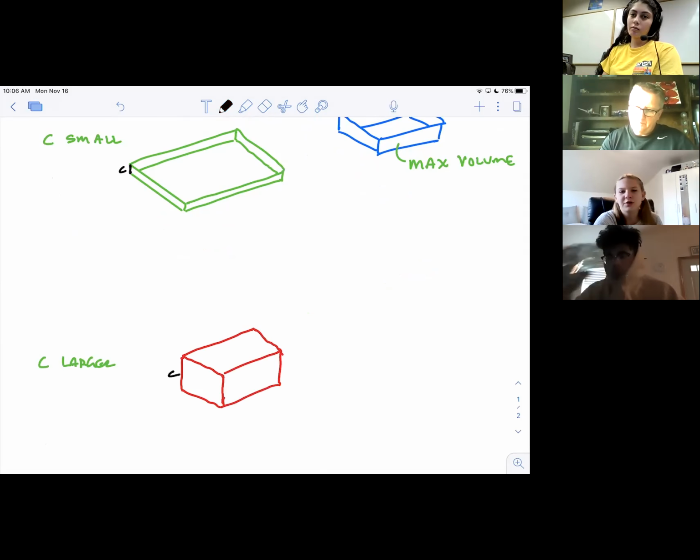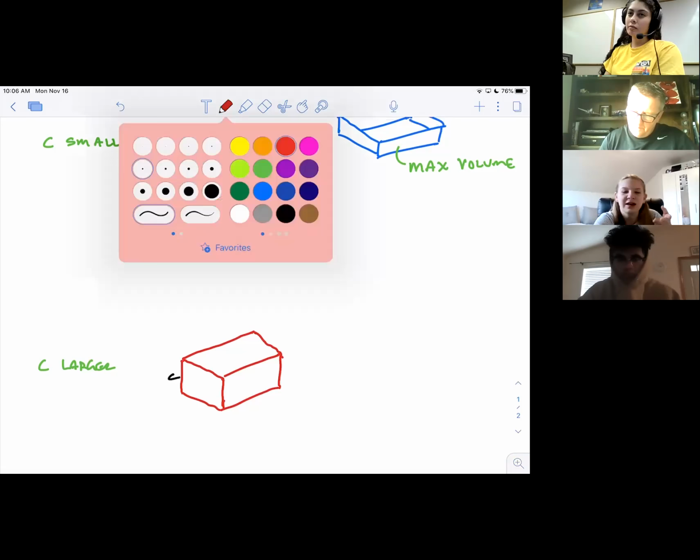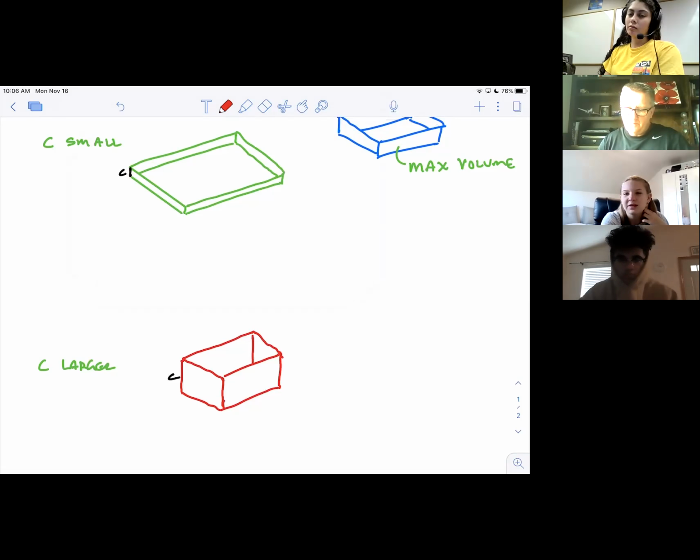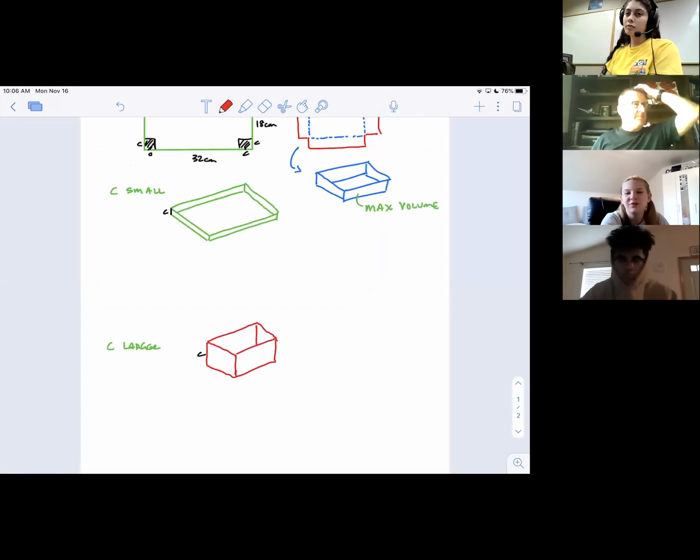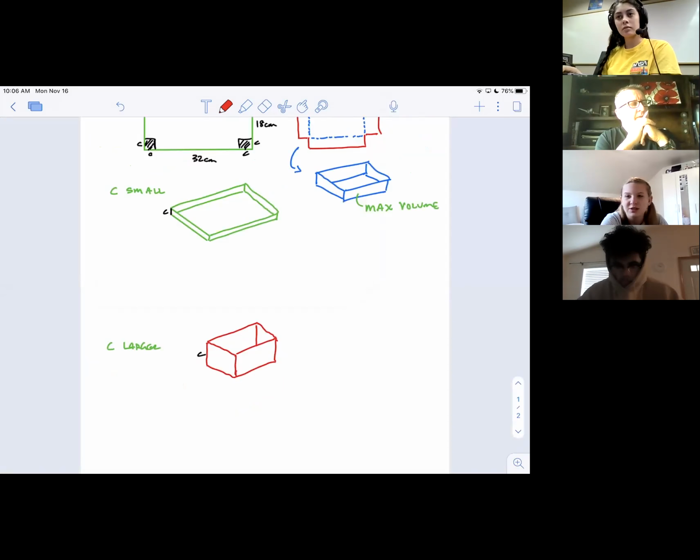Isn't the volume in this case, wouldn't it kind of be equivalent? Even though you're changing the dimensions, doesn't the inside, the technicality of how much water or whatever you're pouring in it, stay the same? Absolutely. You're just changing the shape of it.